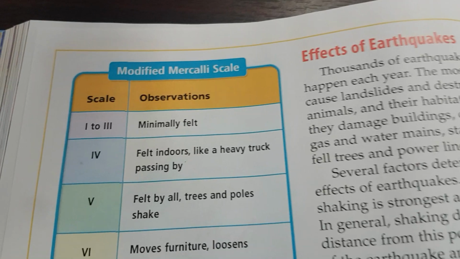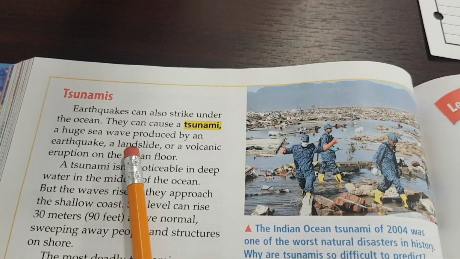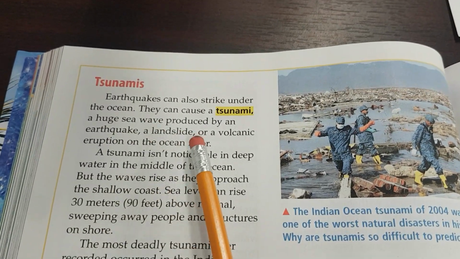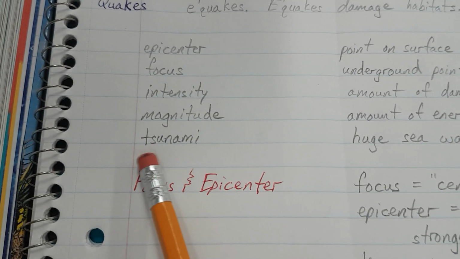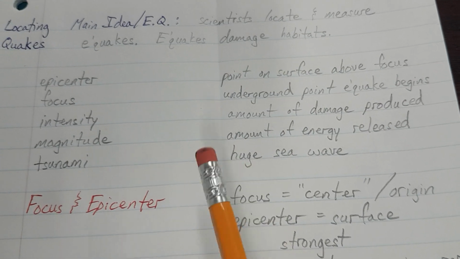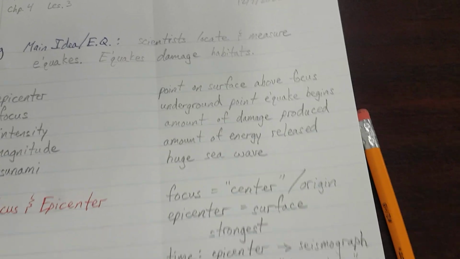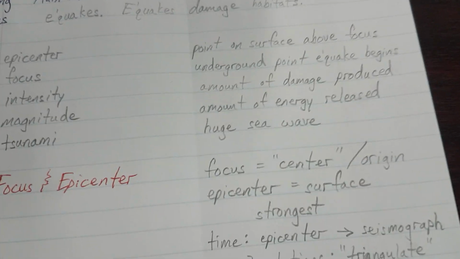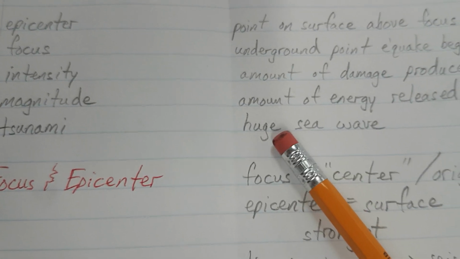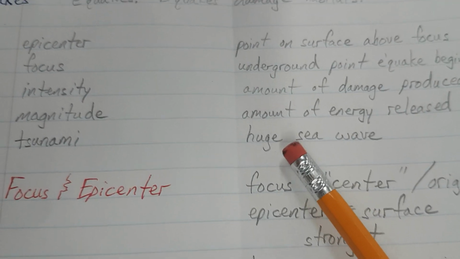Tsunami. A tsunami is a huge sea wave produced by an earthquake, a landslide, or a volcanic eruption on the ocean floor. T-S-U-N-A-M-I. Huge, H-U-G-E. Sea, S-E-A. Wave, W-A-V-E. A tsunami is a huge sea wave. Much, much bigger than any wave you have ever seen. A wave big enough to be taller than buildings and just wash over entire buildings and destroy them.